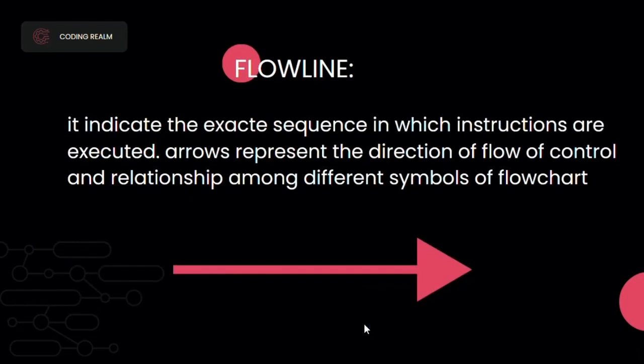Flowline indicates the exact sequence in which instructions are executed. Arrows represent the direction of flow of control and the relationship among different symbols of the flowchart.